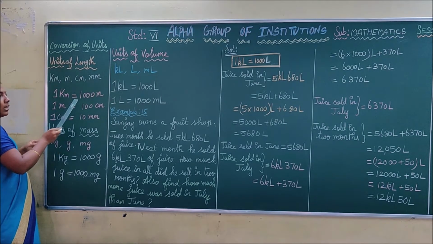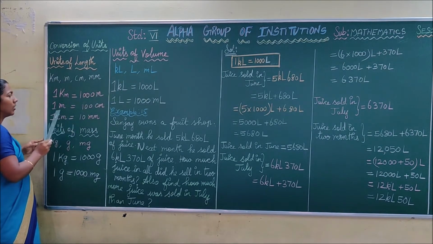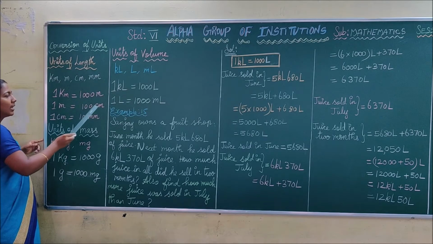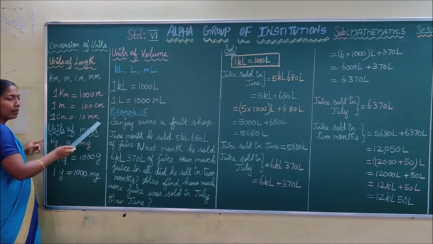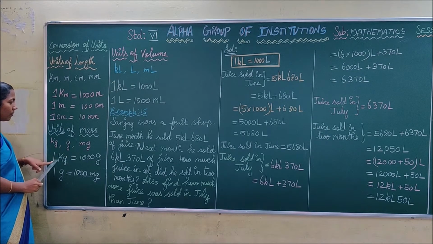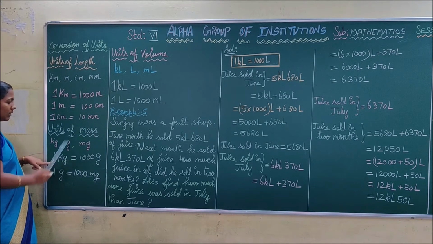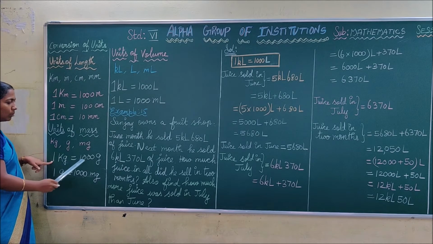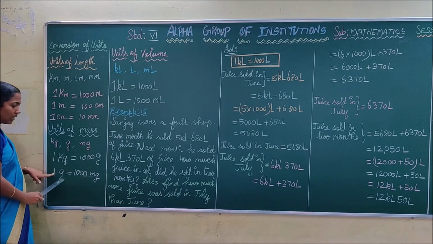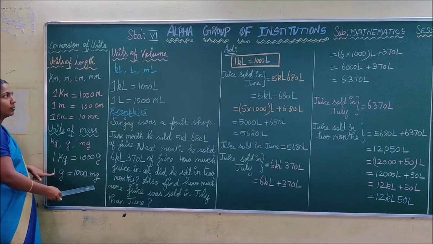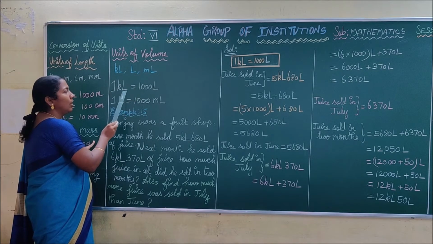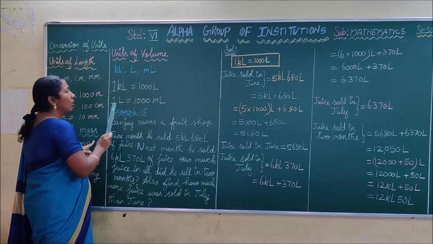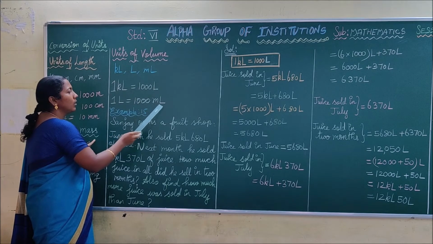1 kilometer equals 1000 meter. 1 meter equals 100 centimeter. 1 centimeter equals 10 millimeter. Similarly, the conversion formulas for mass are 1 kilogram equals 1000 gram and 1 gram equals 1000 milligram. Similarly, we have the formulas for volume also. That is, 1 kiloliter equals 1000 liter, 1 liter equals 1000 milliliter.